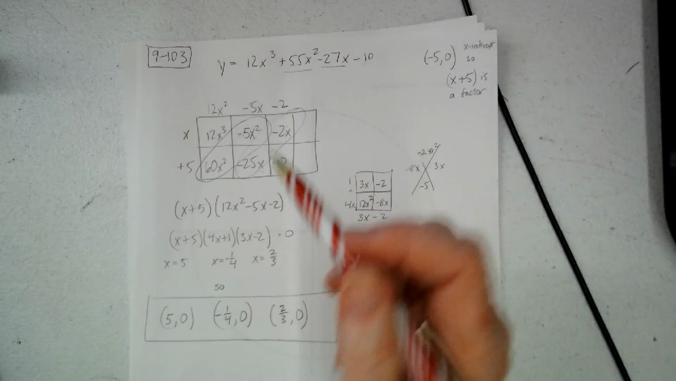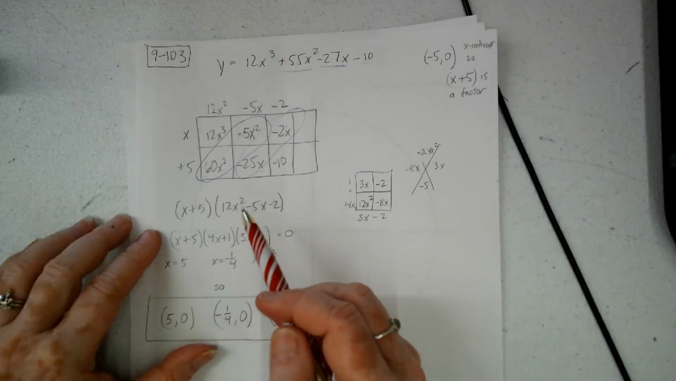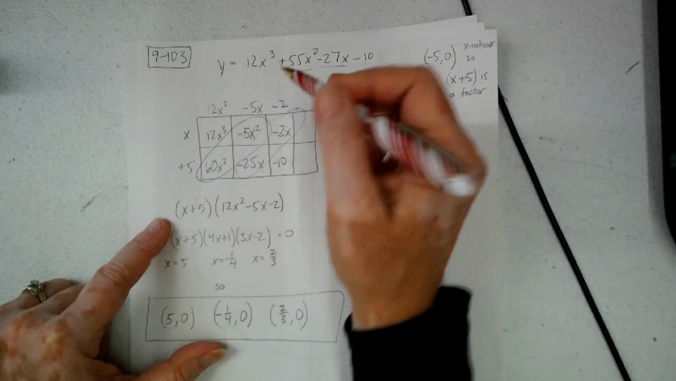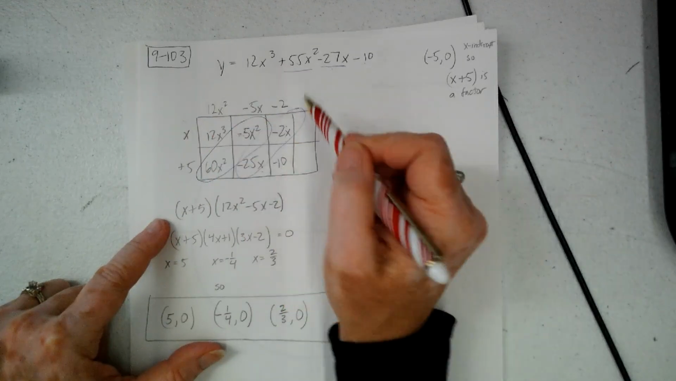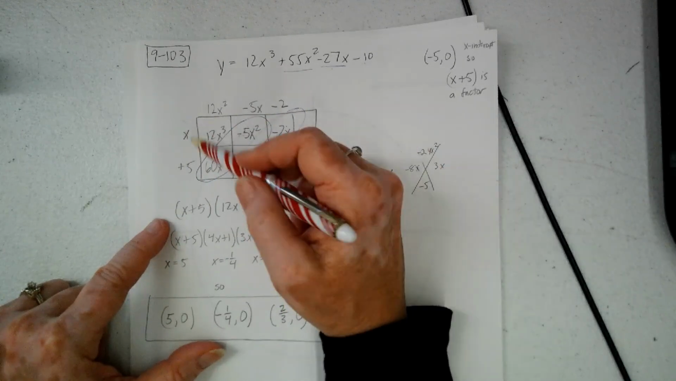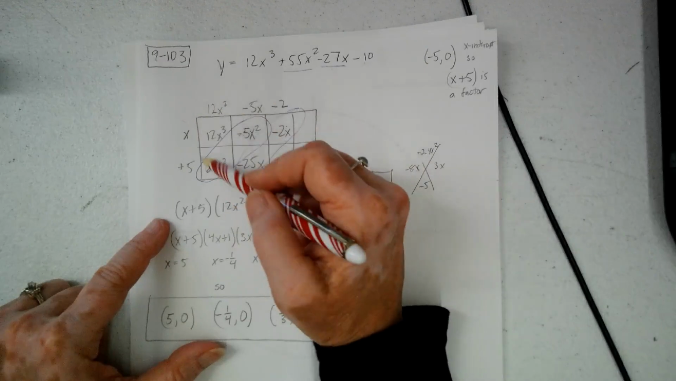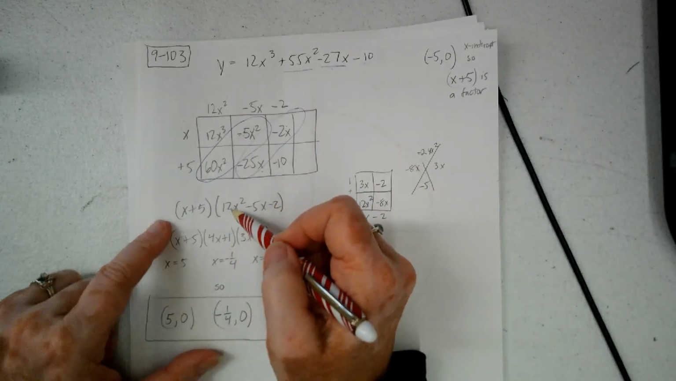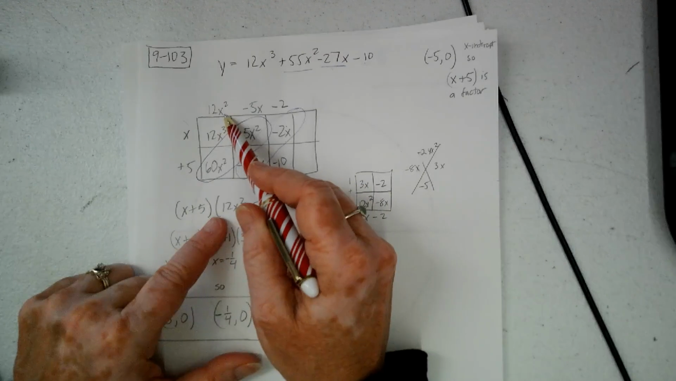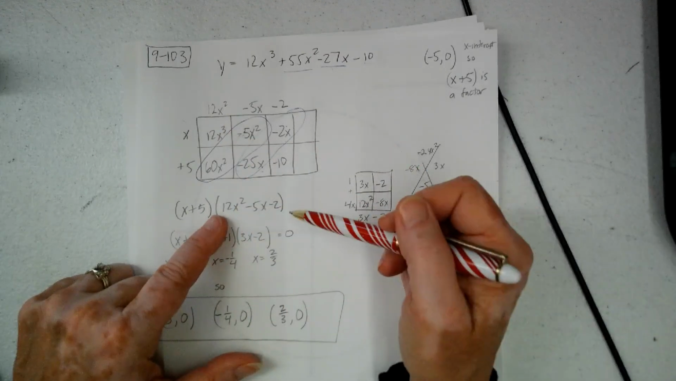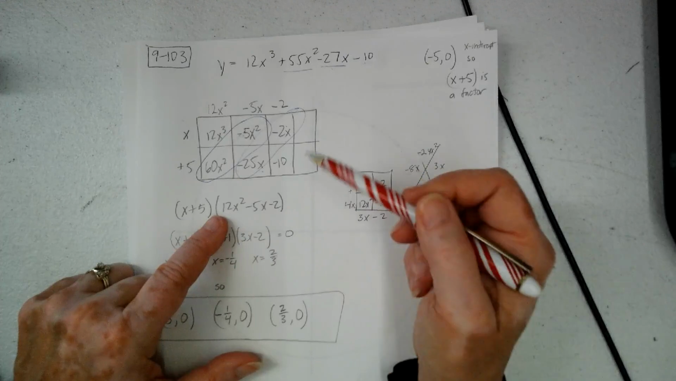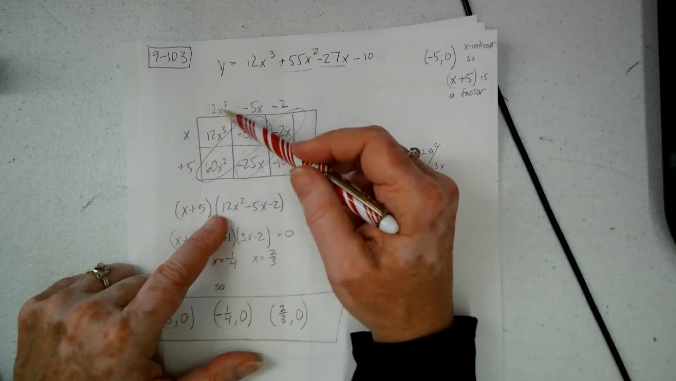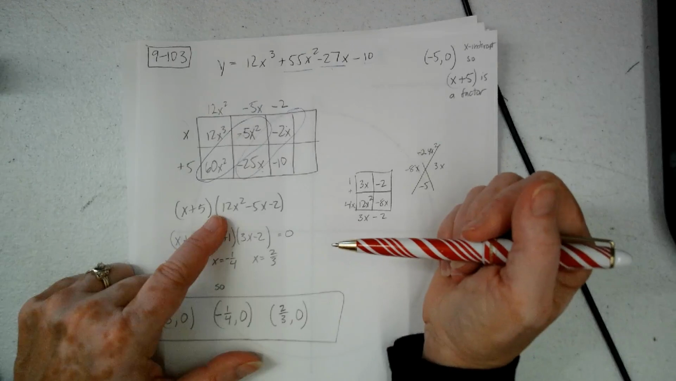So what I do from here is I'm going to rewrite it in a different form. Because this times this equals what's inside the box, because it's an area model, it's like length times width equals what's inside, I can write it as x + 5 times my quotient, which is 12x² - 5x - 2. That equals this whole cubic. Okay, this times this equals the cubic.